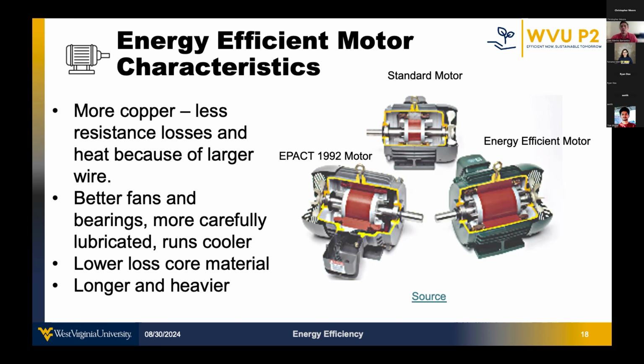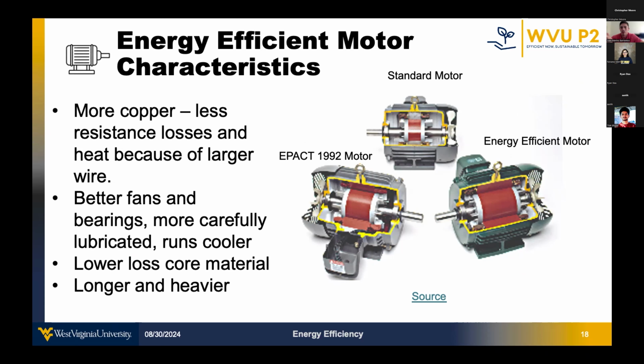So this picture on the right, you can see a comparison of three motors: a standard motor on the top of the image, an EPAC 1992 motor, and an energy efficient motor. The EPAC 1992 motors were designed to meet the efficiency standards set by the Energy Policy Act of 1992. This legislation mandated minimum energy efficiency levels for electric motors, leading to better performance and reduced energy consumption across various industries. The act was a significant step forward in promoting energy efficiency, and it laid the groundwork for the more advanced energy efficient motors we see today.